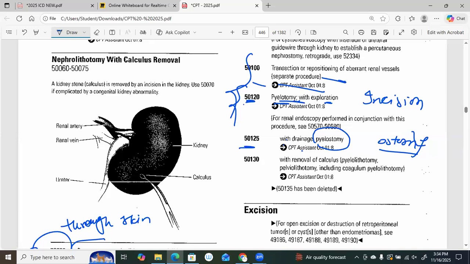Okay, let's move further. This one, removal of calculus, pyelolithotomy. Litho means stone. So here the calculus has been removed.